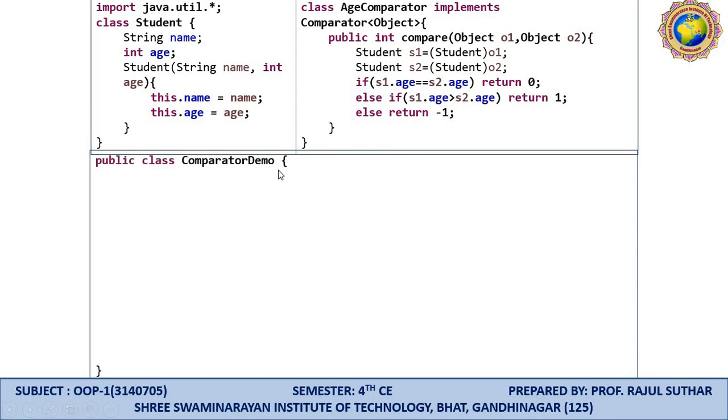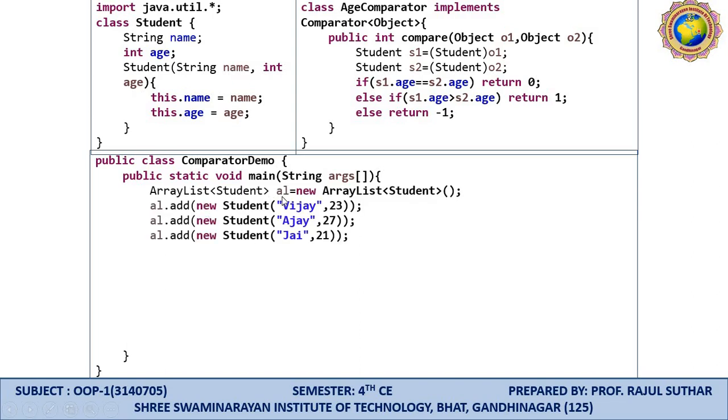Public class ComparatorDemo. This is the program name, the same name as the class name. public static void main(String[] args). ArrayList<Student> AL = new ArrayList<Student>(). This diamond symbol is used to create a list. We are using three students: AL.add(new Student("Vijay", 23)), AL.add(new Student("Ajay", 27)), and AL.add(new Student("Jay", 21)).